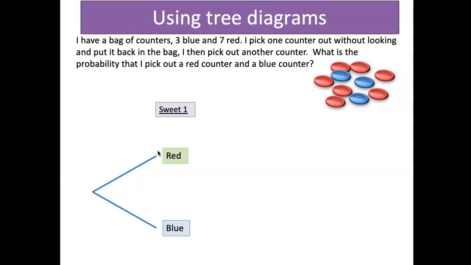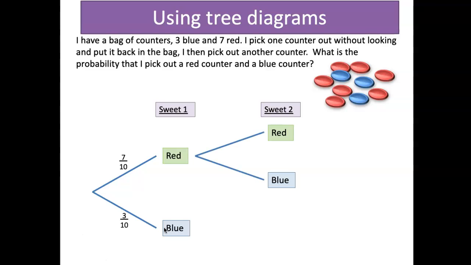Okay, so red and blue. We have 7 red, so the probability of getting red is 7 out of 10. And for blue, you have 3 blues out of a total of 10 counters, so that's 3 out of 10. Now take a look at this first branch. If we add 7 tenths plus 3 tenths, you get 10 out of 10, which is 100% or 1. It's always like that.